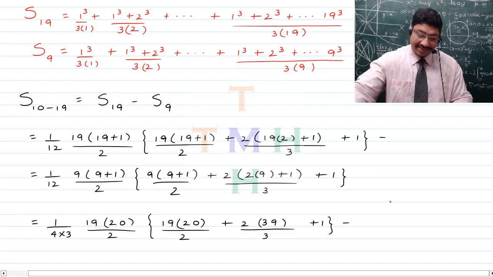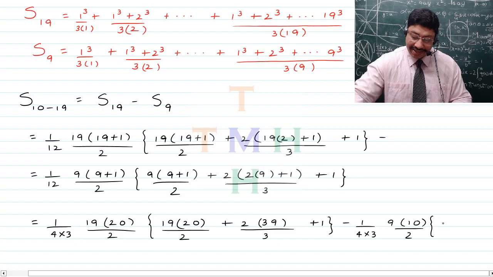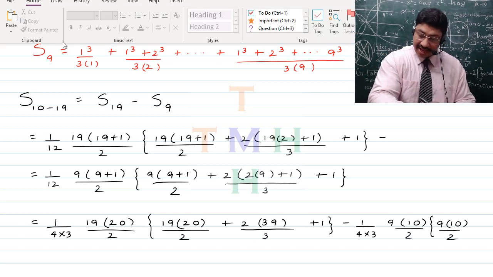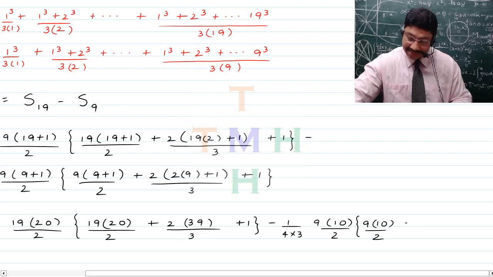And from this is subtracted 1 upon again 4 into 3, and that gets multiplied with 9 times 9 plus 1, which is 10, divided by 2, and further within the bracket we have 9 times 10, which is divided by 2. And further after that we now have the second term, which is 2 times 9 is 18 plus 1 is 19, which is divided by 3, right? And to it is added 1, right?